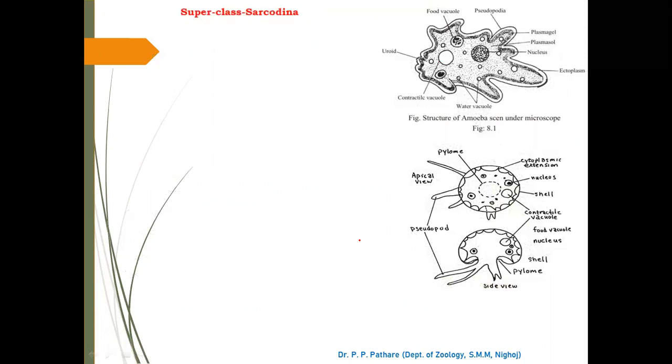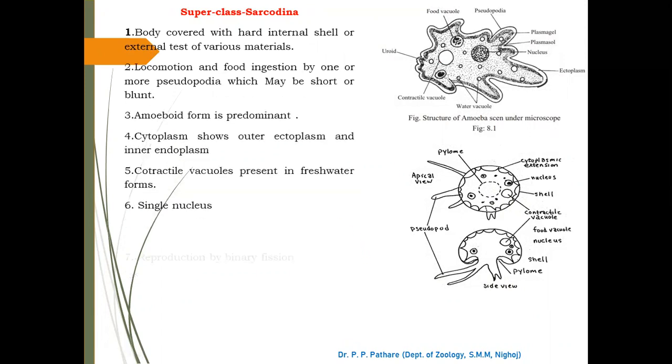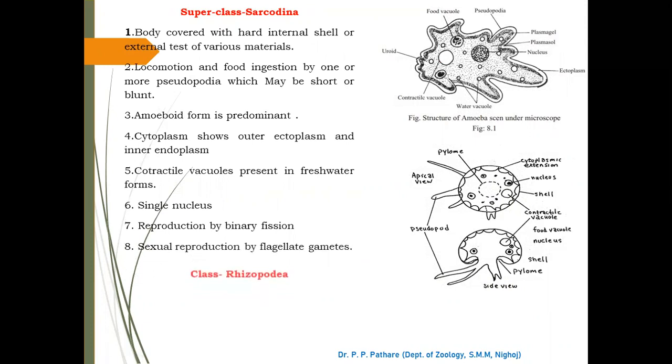Now, next one, that is superclass. Actually, this point is not involved, but just as extra information, I will explain it to you. Superclass Sarcodina. This group of protozoans shows very prime and principal characteristics for identification and classification. So let us discuss some important features of this Sarcodina.